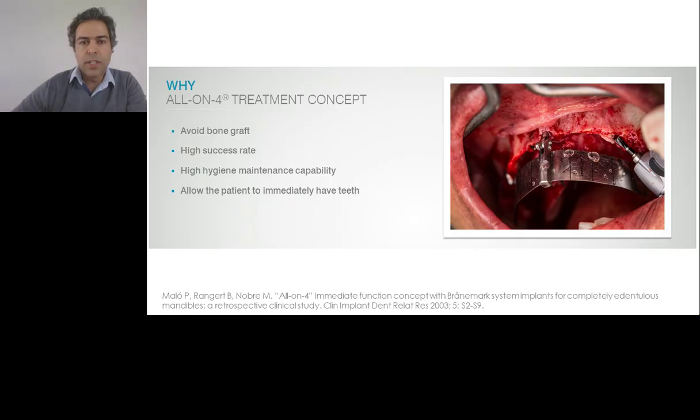What are the advantages? Here we are simplifying the totally dentureless patient's treatment. We want to avoid bone graft, because using autogenous bone allows us to immediately get better primary stability and go for immediate function. Besides, we have a high success rate. This is more than scientifically validated today. And of course, with this kind of treatment, we allow the patients to immediately have teeth with a good hygiene maintenance capability, because we only have 4 implants, meaning that we have 3 pontics, and it's easier for the patient to keep hygiene.